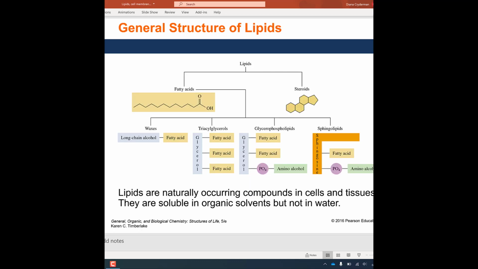That is the overview of this outline, this flow chart of what our lipids look like. They're either going to have something that looks like some sort of fatty acid backbone, even if that fatty acid looks more like a sphingolipid, or they're going to have a steroid nucleus.